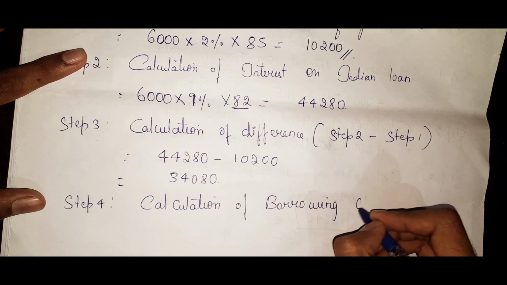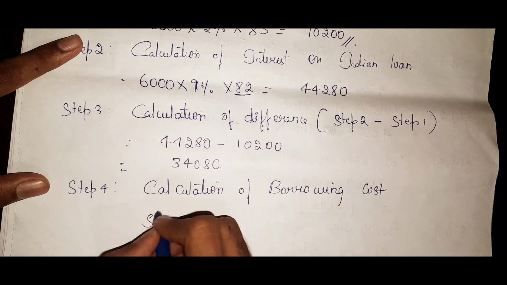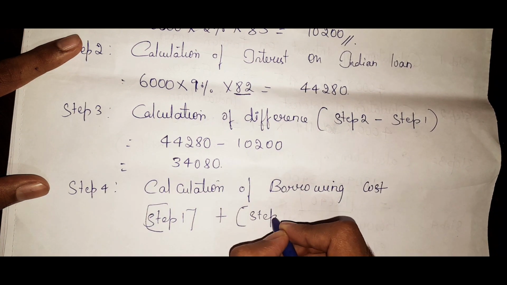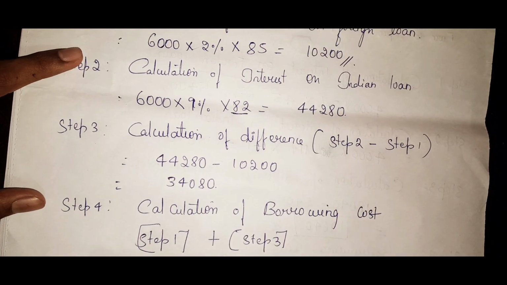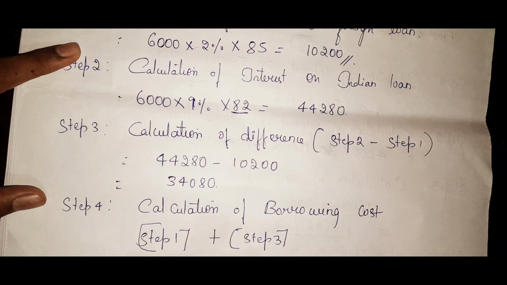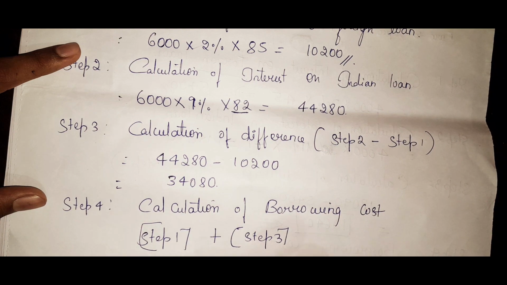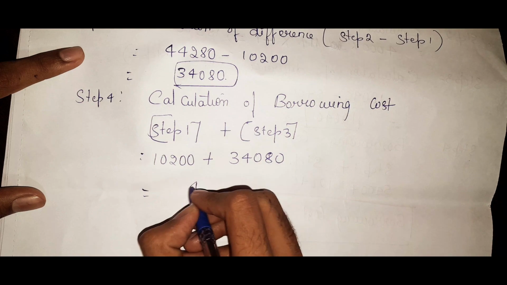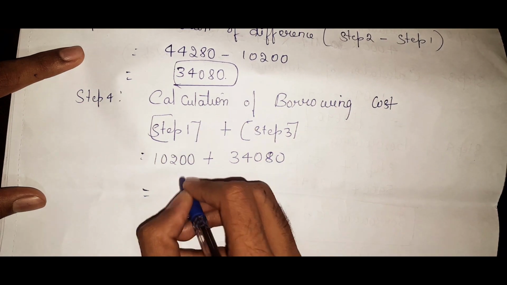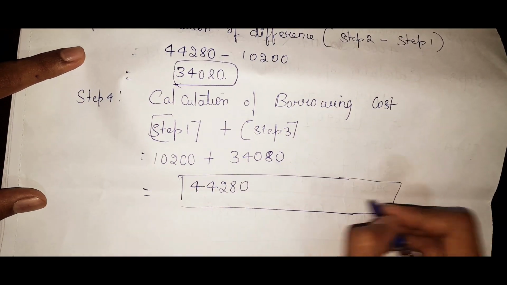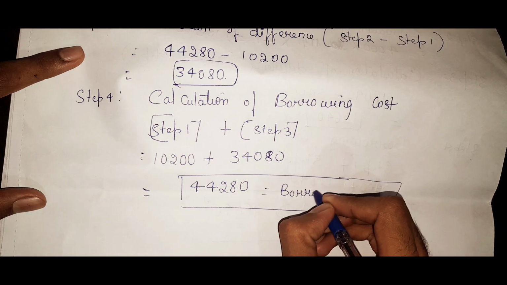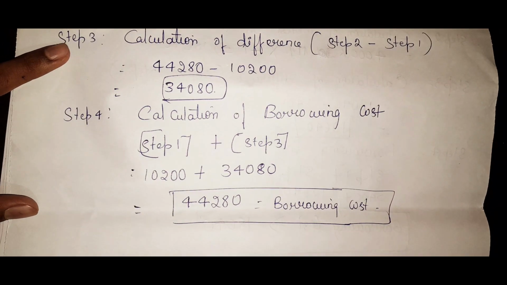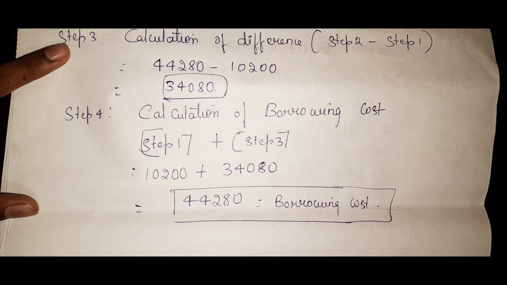Calculation of borrowing cost. So for this the formula is step 1, interest on foreign loan, plus step 3, difference. Step 1 is how much? Step 1 is 10,200 plus step 3 is this one, 34,080 rupees. We get the total borrowing cost, that is 44,280. This 44,280 is the borrowing cost. This is how we need to calculate the borrowing cost on foreign loans.